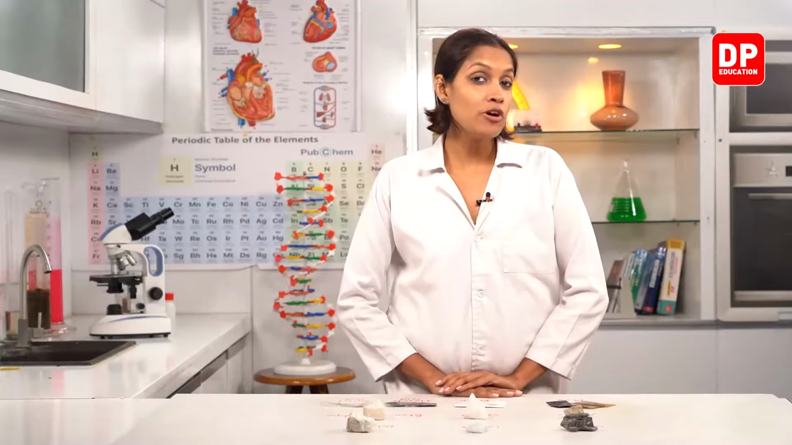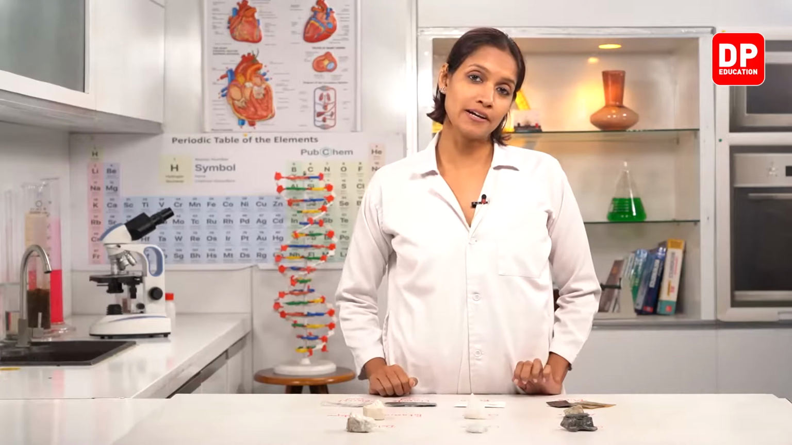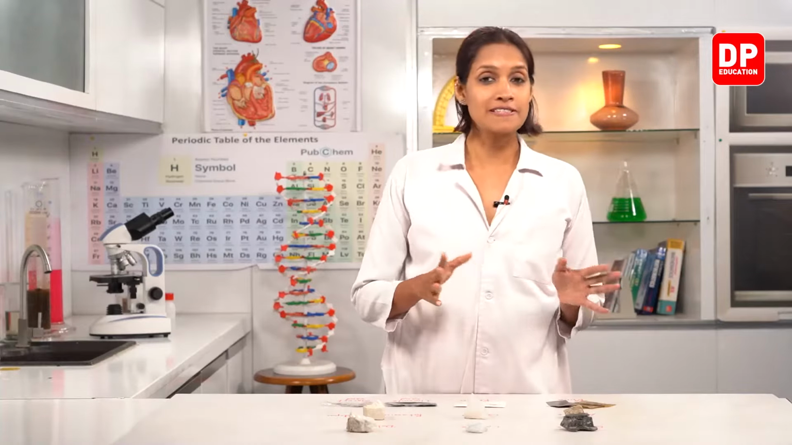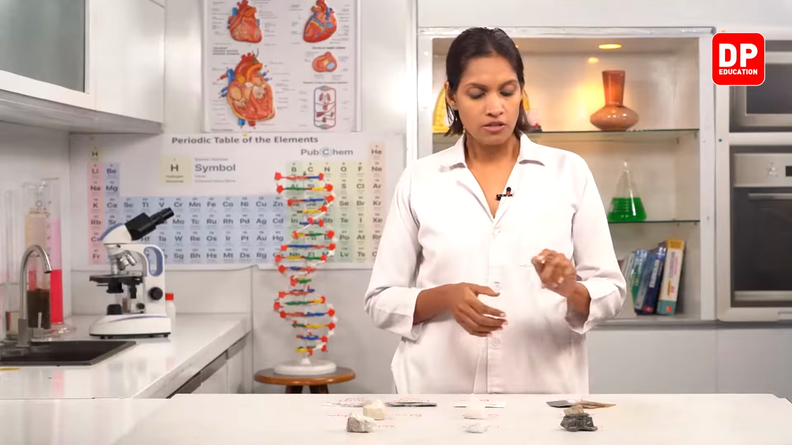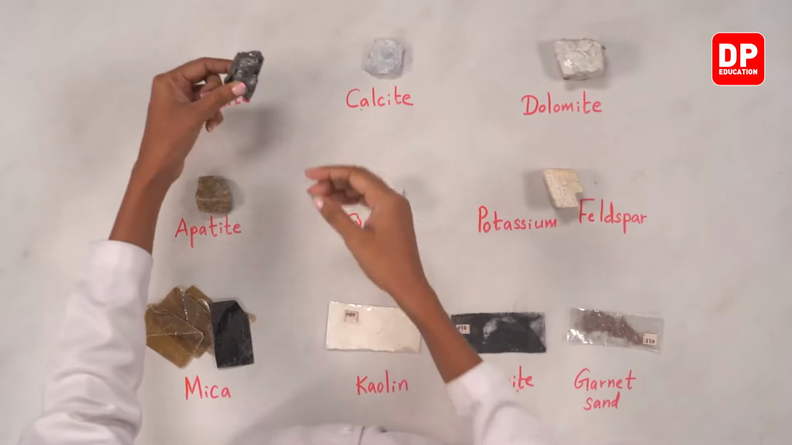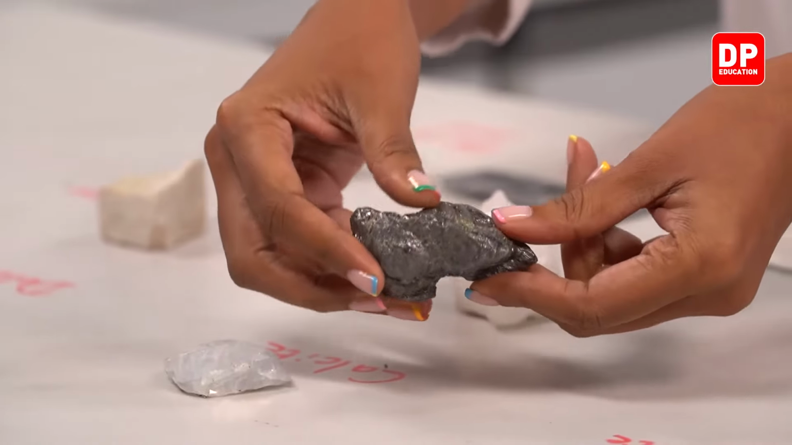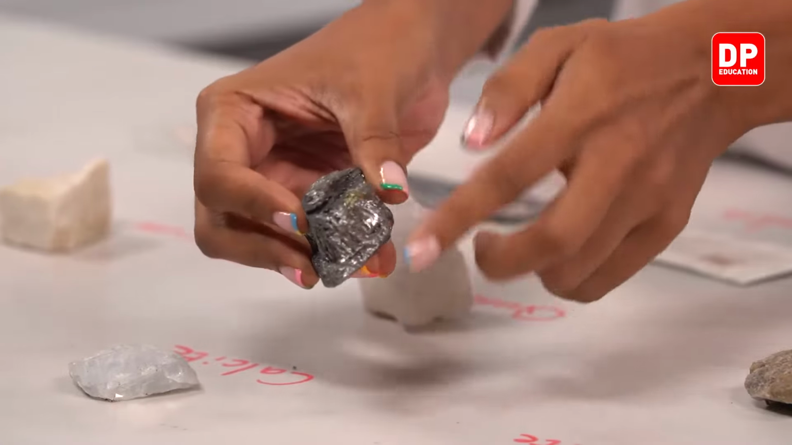Right, children. Now I'm going to show you all some commonly found minerals in Sri Lanka. So now you know the difference between rocks and minerals. Now I'm going to show you all some minerals here. Look at the first one. This is graphite. Look at the shiny surface of graphite, children. So this graphite is one form of carbon. Look, it's very shiny.